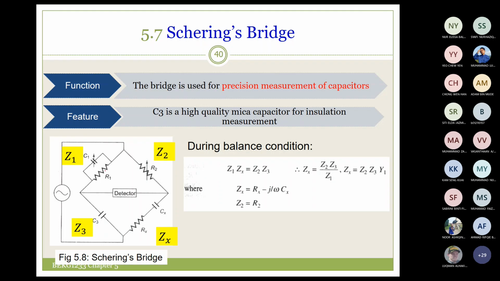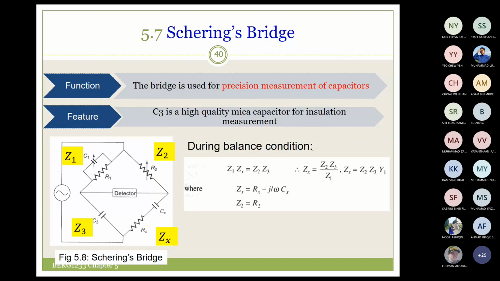So in this bridge, you can see that the C1 is parallel with the R1. R2 is the adjustable resistor for the impedance Z2, and Z3 is C3, and Zx is Cx Rx.